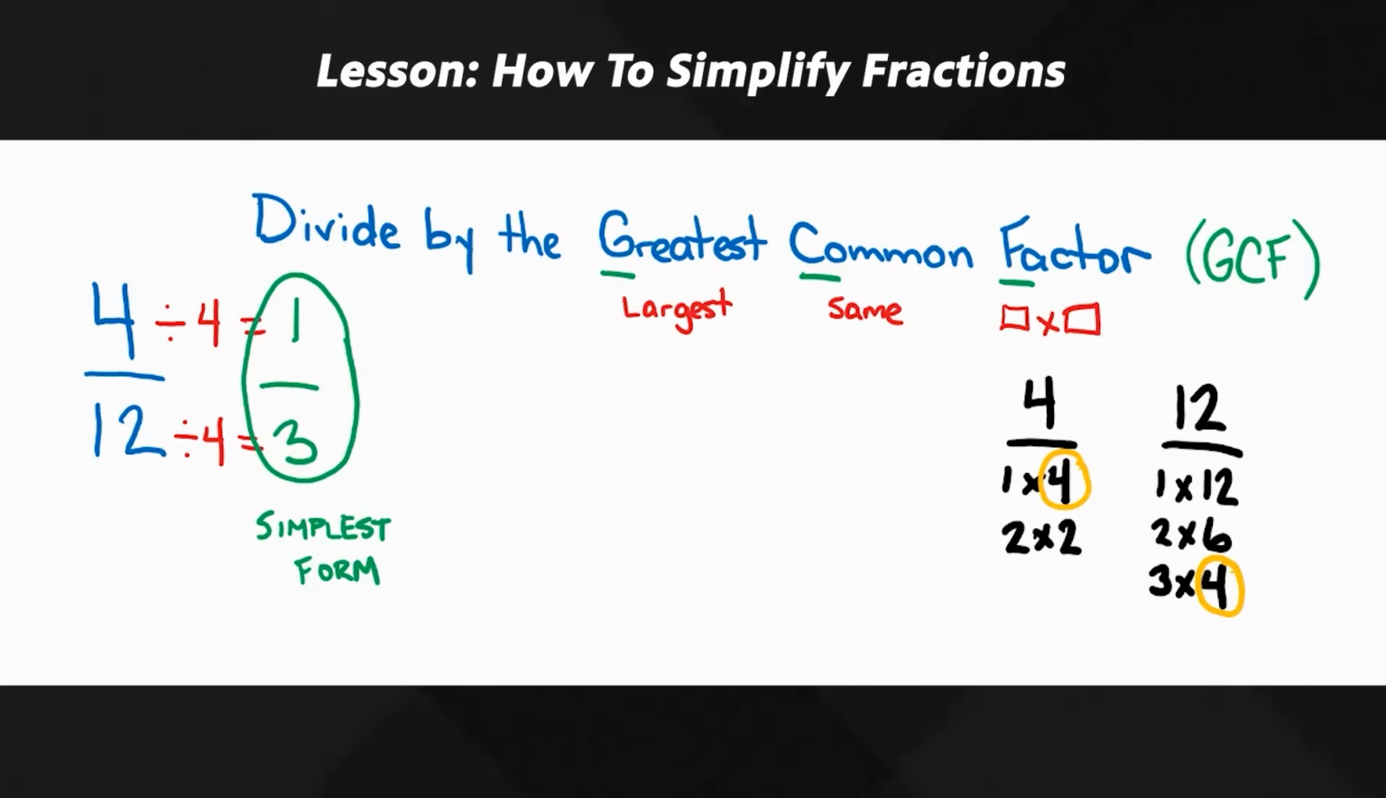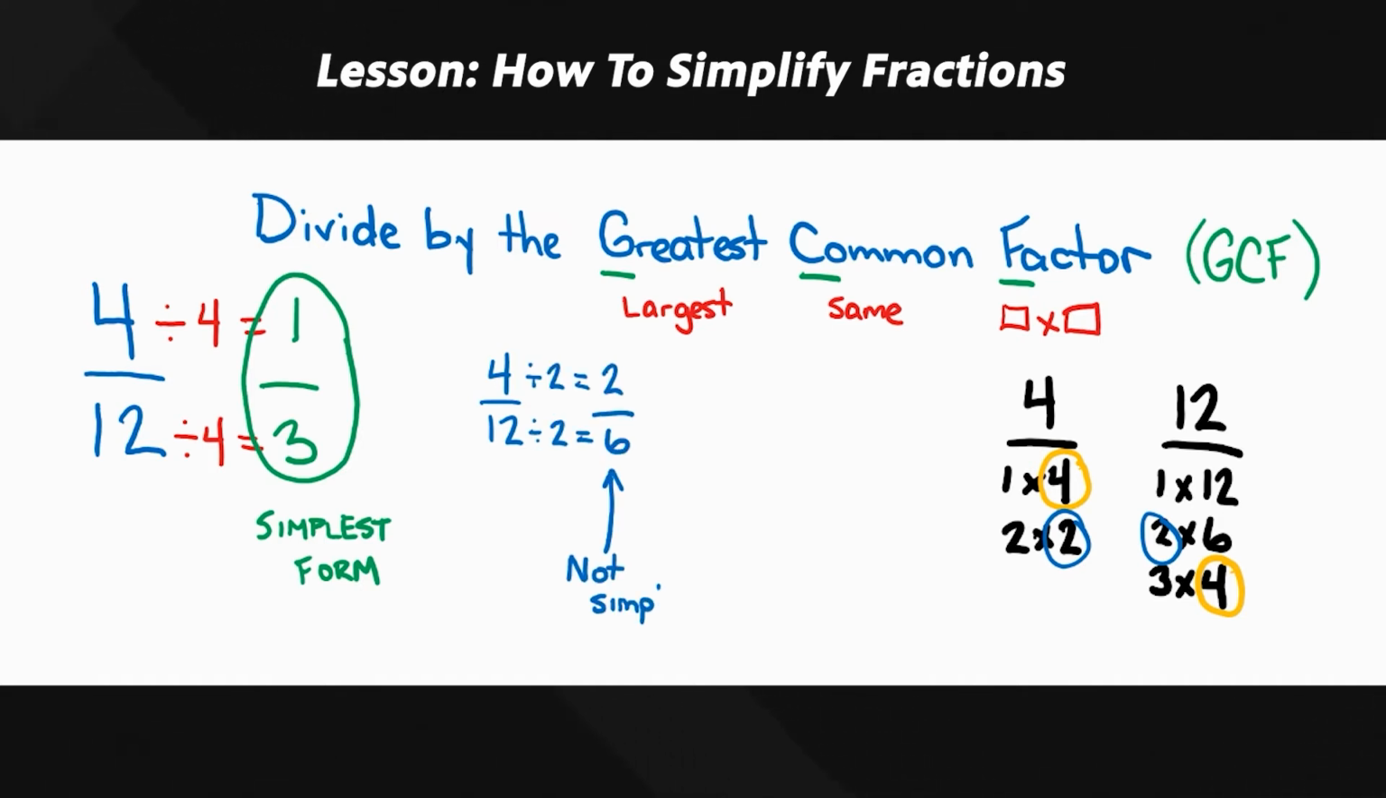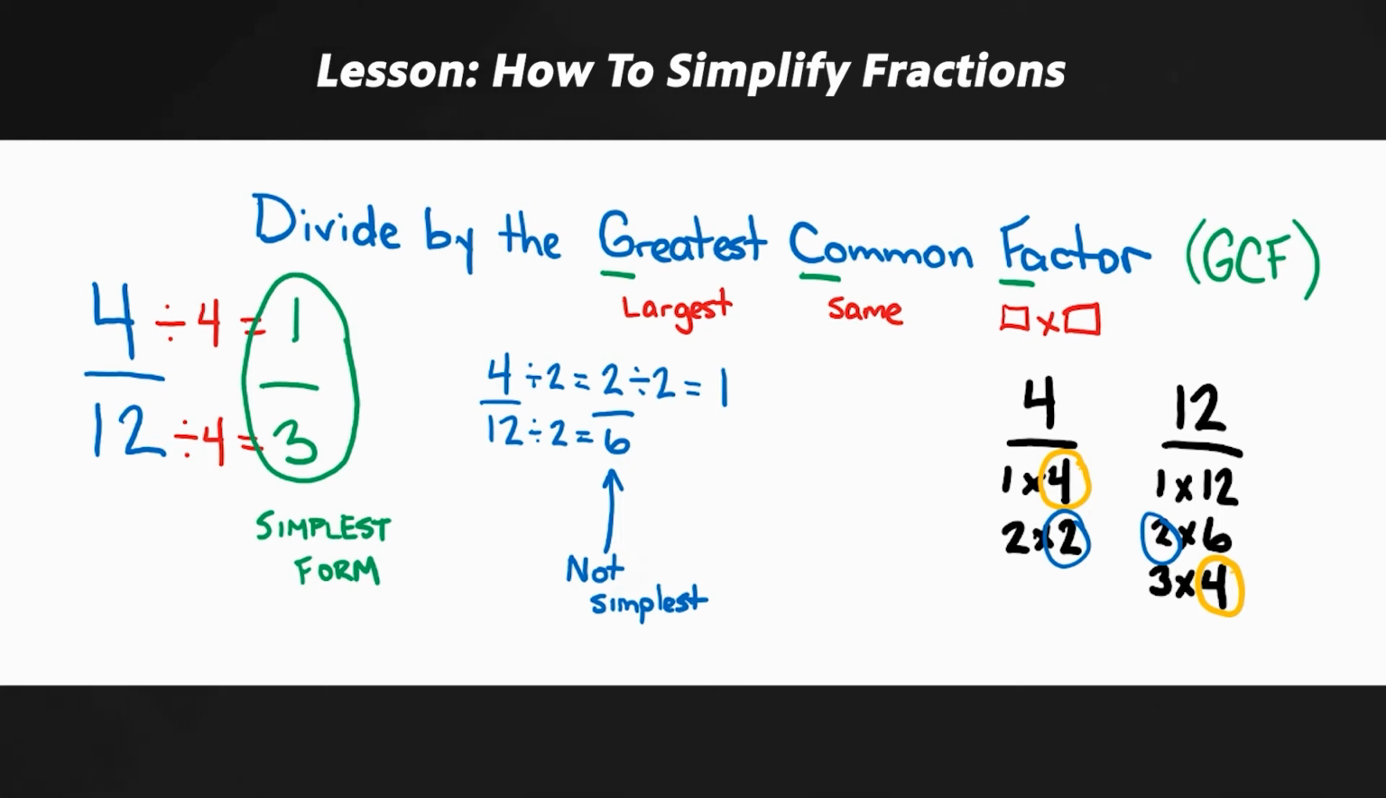Now, you might be wondering, hey, Mr. D, I see a 2 in each list. Could I divide them both by 2? You could, but if you divided them both by 2, you still wouldn't quite yet be in simplest form, meaning you'd have to divide them both again.